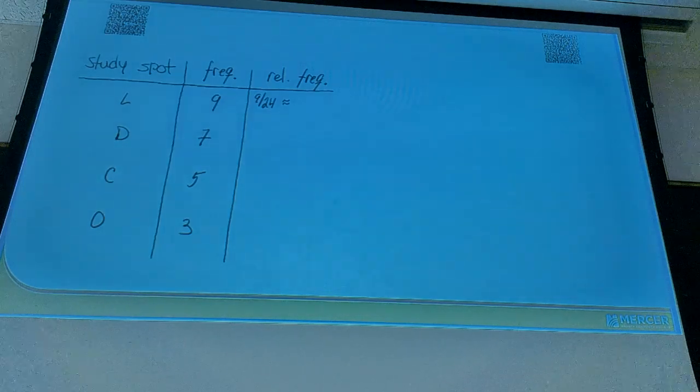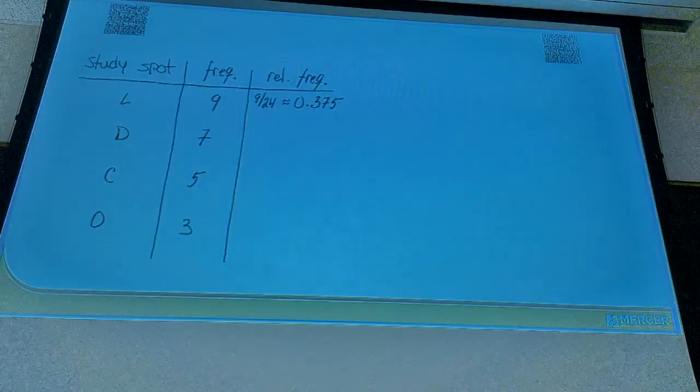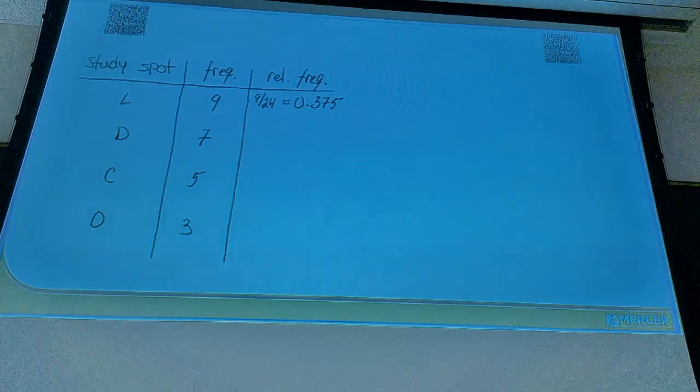Oh, perfect. 0.375. However, I'm going to be a stickler here. I'm going to say the test instructions does tell you 4 decimal places. Is that 4 decimal places? Yeah, it is.